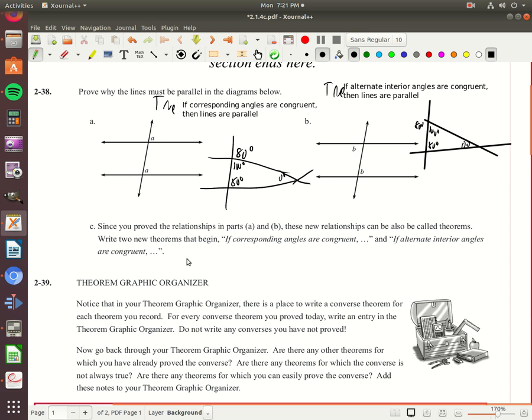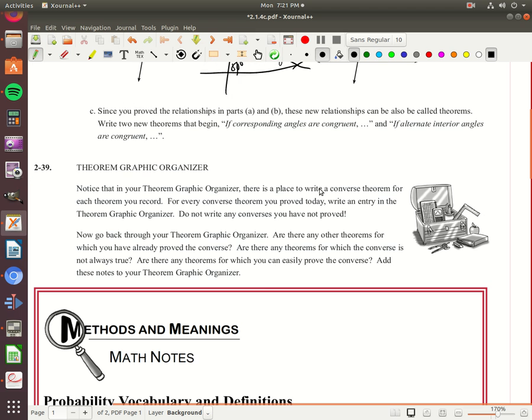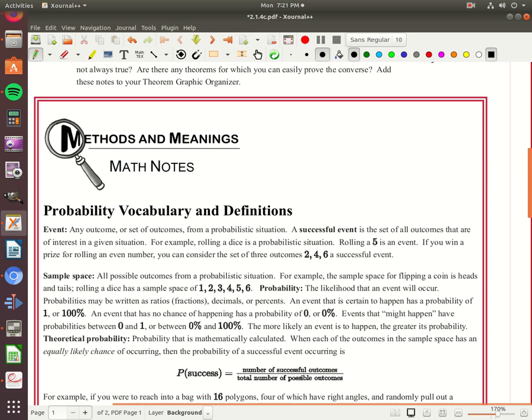So there we go. It says, since you proved the relationships in part A and B, these new relationships can also be called theorems. Write two new theorems that begin, if corresponding angles are congruent, then lines are parallel. And if alternate interior angles are congruent, then lines are parallel. So we know that that's true. If we can just prove that corresponding angles are the same, then we know those lines have to be parallel. If we can just prove the alternate interior angles are the same, then those lines have to be parallel. So we can go ahead and make note of that.